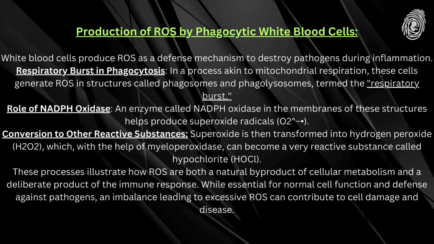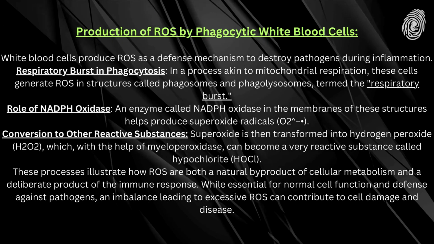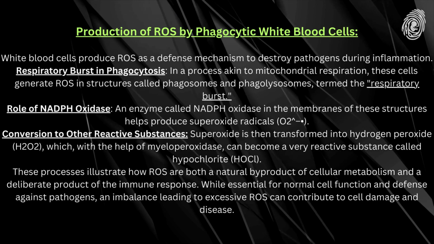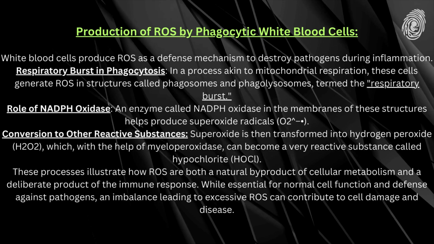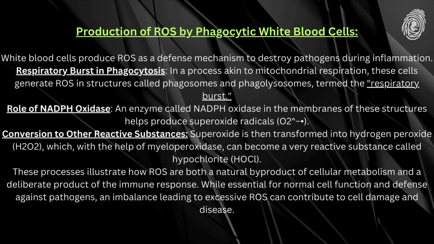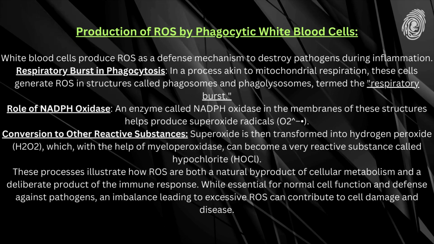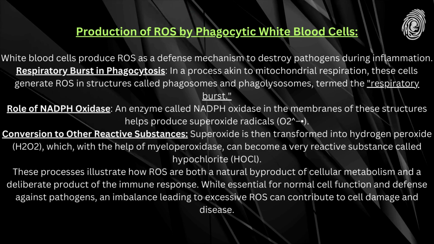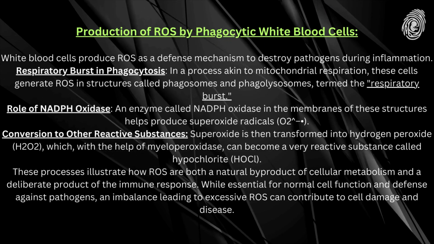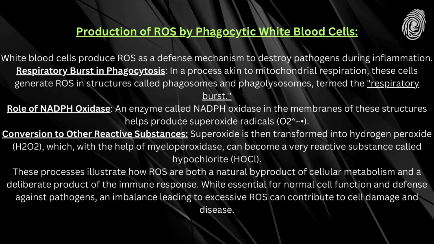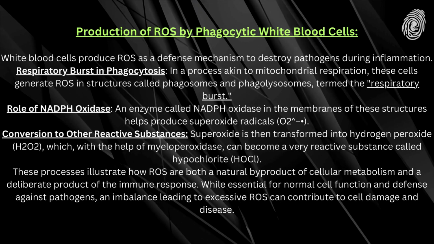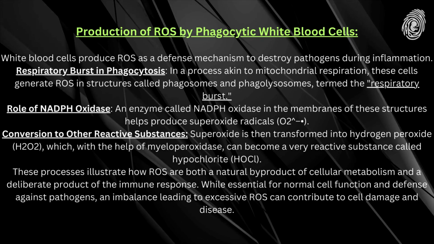Production of ROS by phagocytic white blood cells. White blood cells produce ROS as a defense mechanism to destroy pathogens during inflammation. Respiratory burst in phagocytosis: in a process akin to mitochondrial respiration, these cells generate ROS in structures called phagosomes and phagolysosomes, termed the respiratory burst.